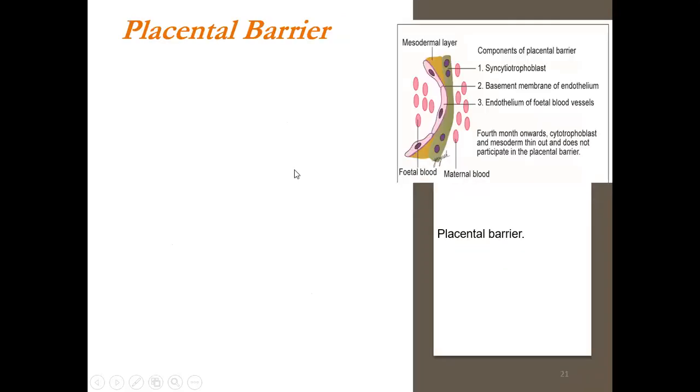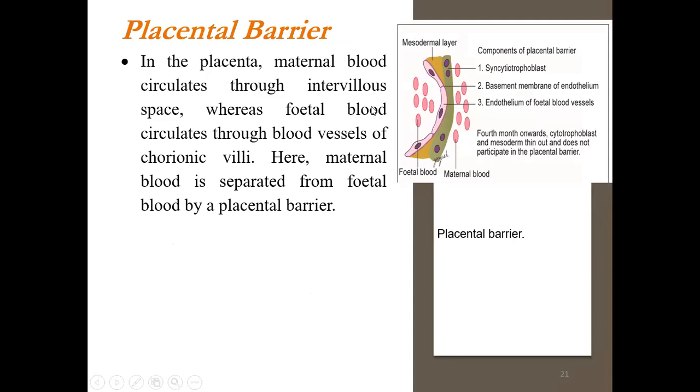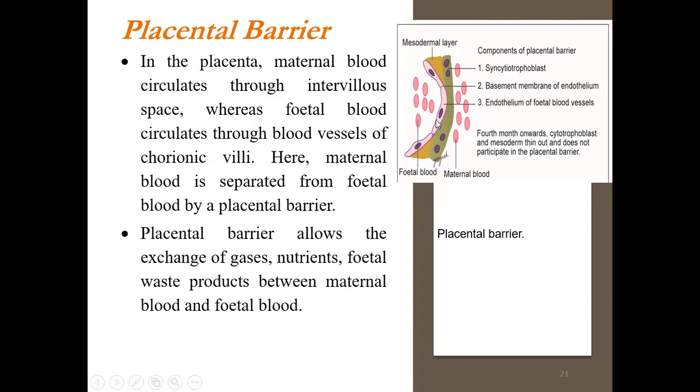So now the most important, most frequently asked question is the placental barrier. So what is a placental barrier? In the placenta, maternal blood, this one is the maternal side. So maternal blood circulates through the intervillous space, whereas fetal blood circulates through the blood vessels of the chorionic villi in the fetal capillaries. Here, maternal blood is separated from the fetal blood by a placental barrier. So this placental barrier allows the exchange of gases, nutrients, and fetal waste products between maternal blood and fetal blood.